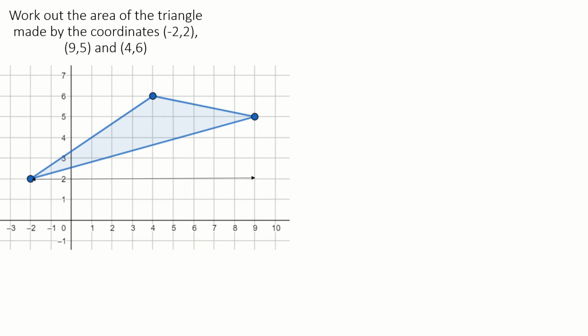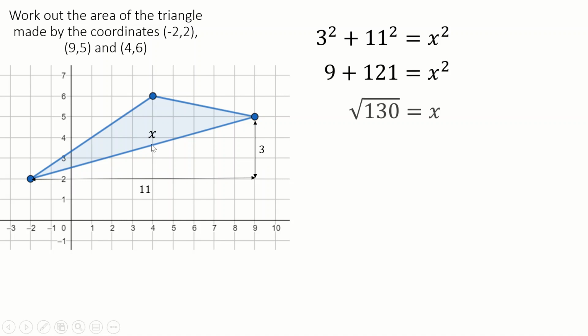Anyway, next method is going to be a bit more complicated, so we're going to move more into the areas of key stage 3 and 4 maths now. So we're definitely going to be doing something a bit more complicated. This length is 11, I think, as we said before. This length is 3. I can do a little bit of Pythagoras to find x, right? 3 squared plus 11 squared is x squared from Pythagoras. So I think x is going to be root 130.